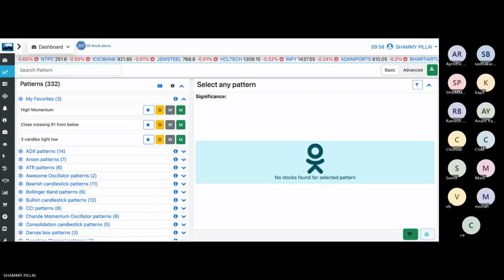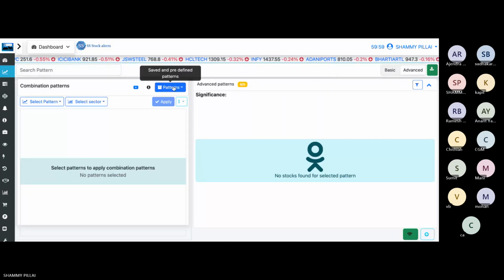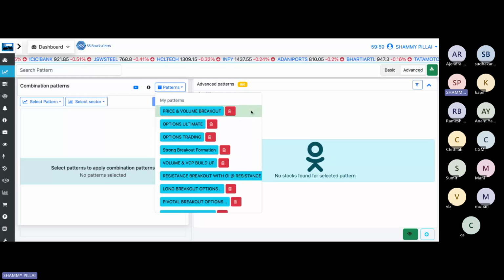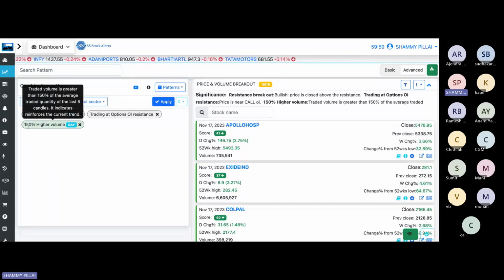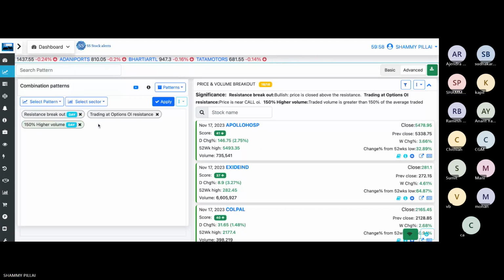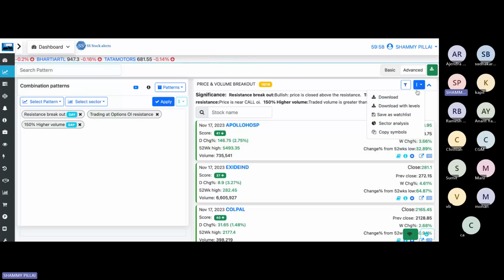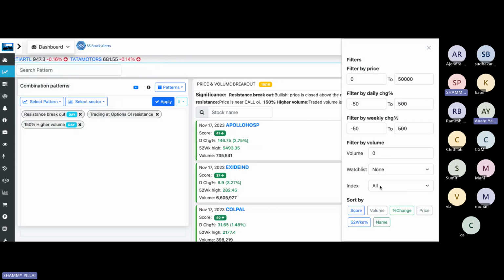So basically, I have different scans, but I will give you my best. One of the best is price and volume breakout. Now we just have to select 3 things: resistance breakout daily, 150% higher volumes, and trading options at resistance. These 3 scans will give you the best of stocks if you are using futures. Else you can change this to all. It will give you best stocks.